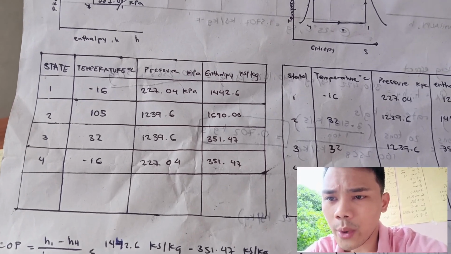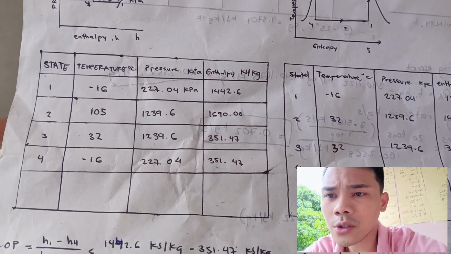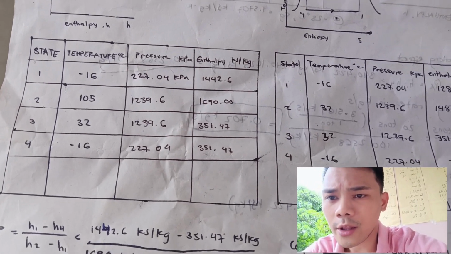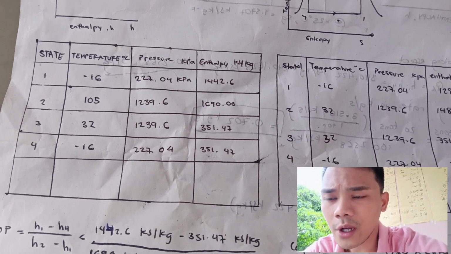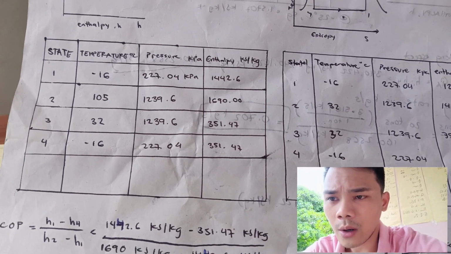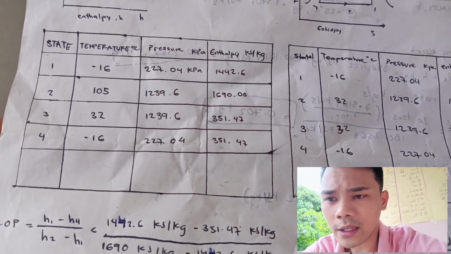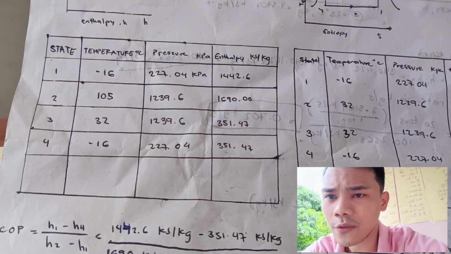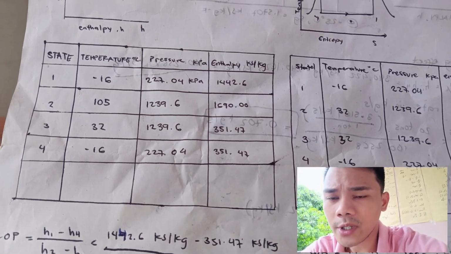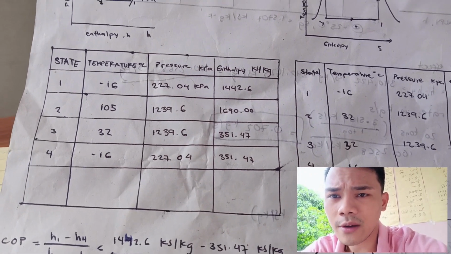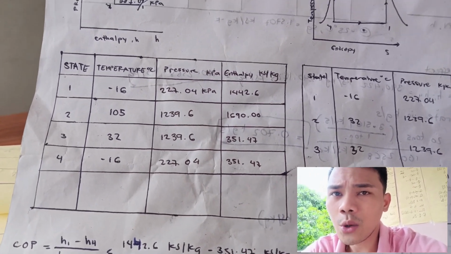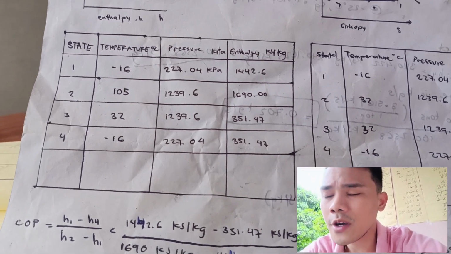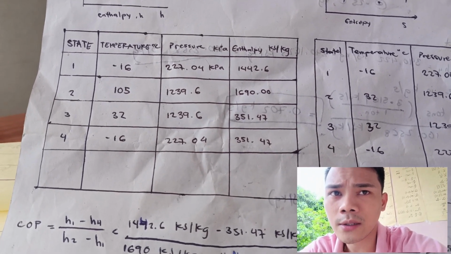In state 3 we have 32 degrees Celsius. Our pressure is 1239.6 kilopascal and our enthalpy is 351.47 kilojoules per kilogram. Then our last, state 4, negative 16 degrees Celsius, 227.04 kilopascal, and our enthalpy is 351.47 kilojoules per kilogram.